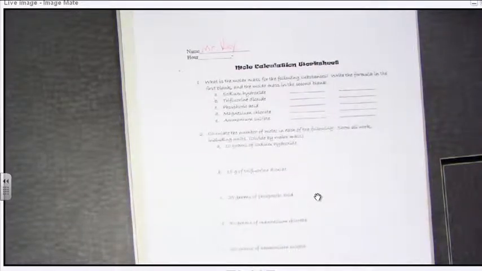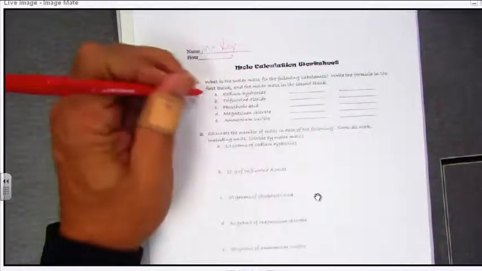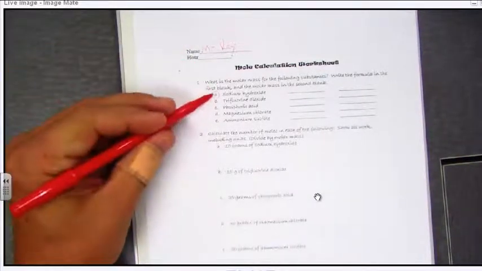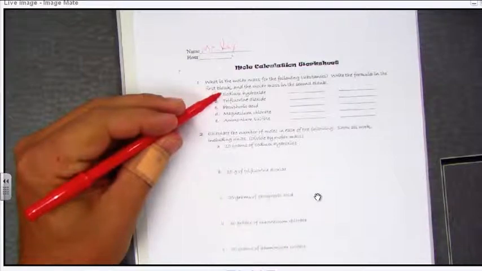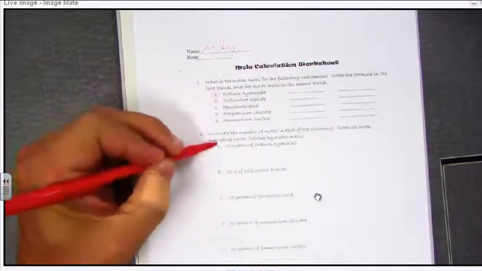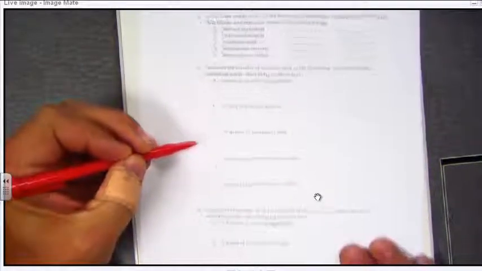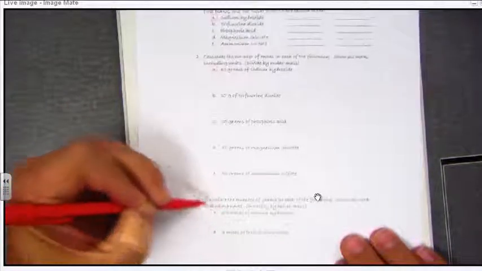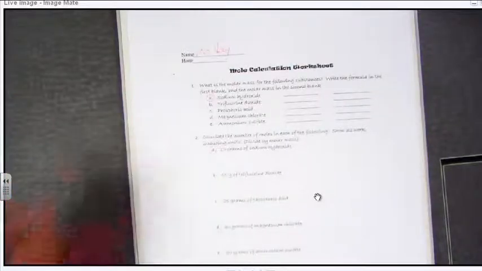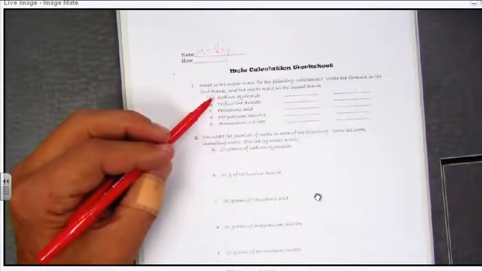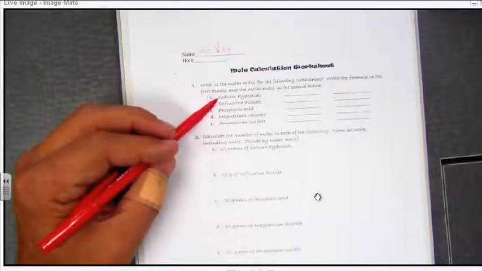The way that this mole calculation worksheet is set up is on number 1A, we'll be finding out some information about sodium hydroxide, which we'll use for number 2A, and again in number 3A. So it would make the most sense for me to guide you through all of the part A's. The first thing we have to do is figure out the molar mass for sodium hydroxide. Before we can do that, we need a formula.